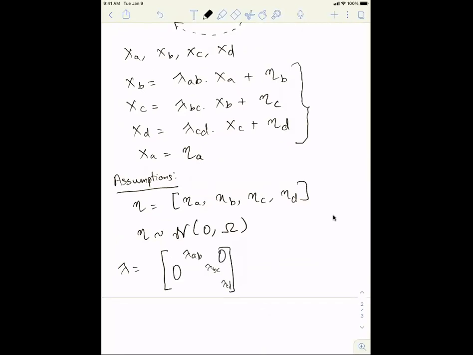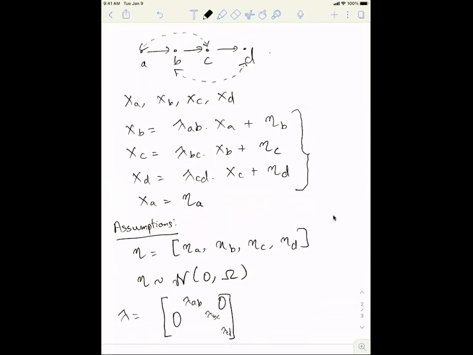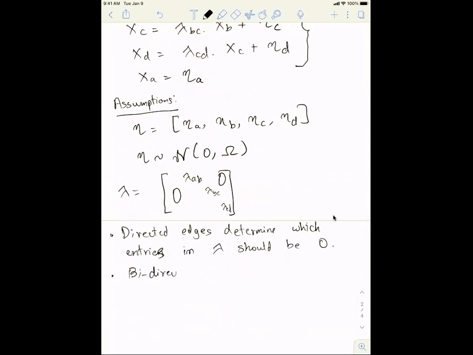So the model is such that this graph determines the zeros. The directed edges of the graph determine which entries in lambda should be 0, and the bidirected edges determine which entries in omega should be 0.